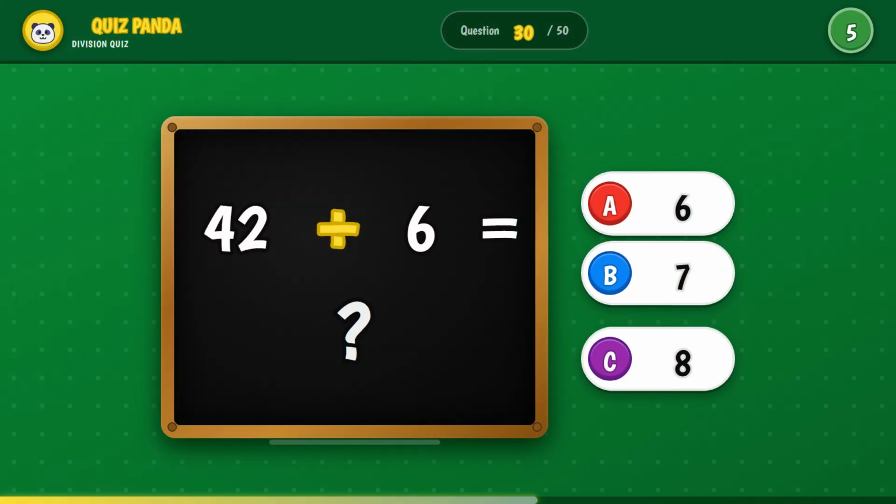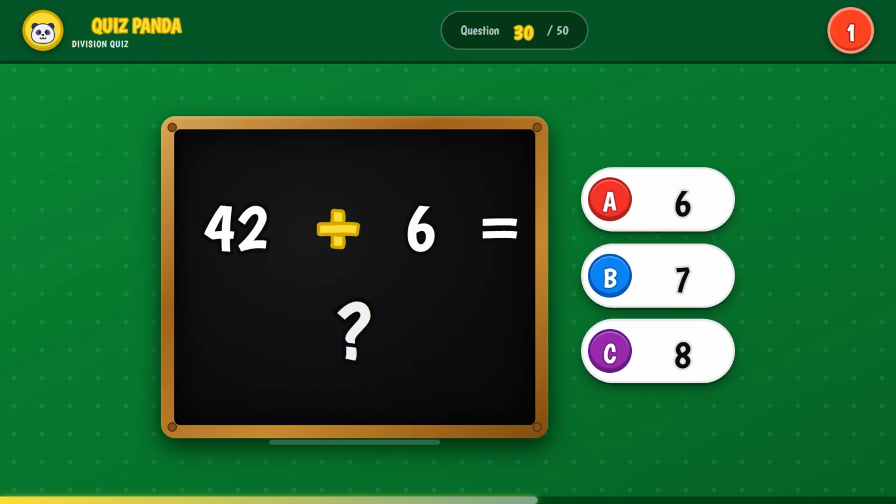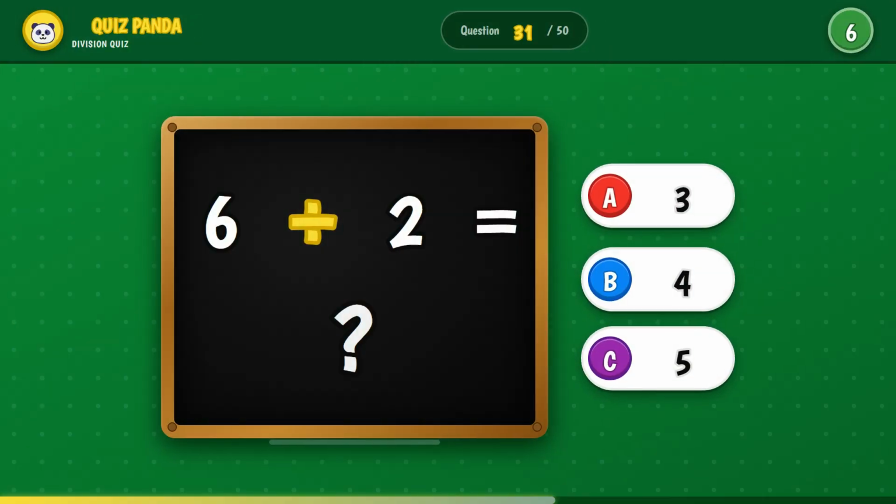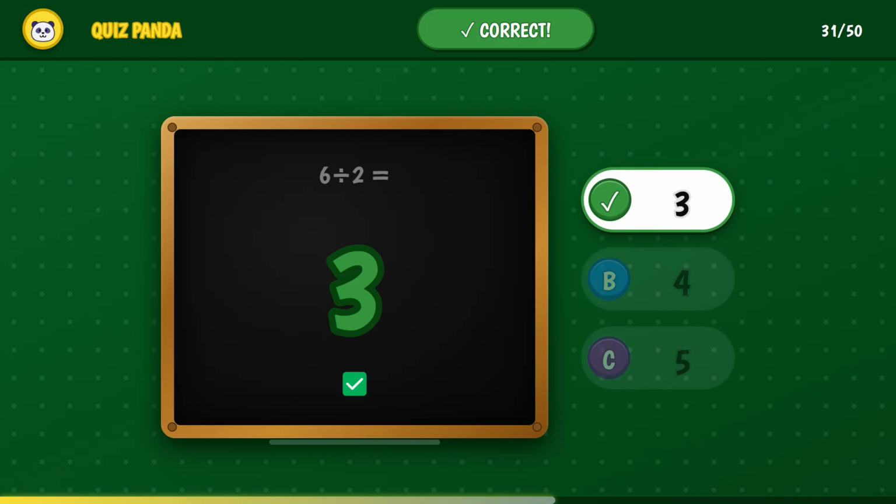Question 30. 42 divided by 6. What's the answer? The correct answer is B, 7. Question 31. What is 6 divided by 2? The correct answer is A, 3.